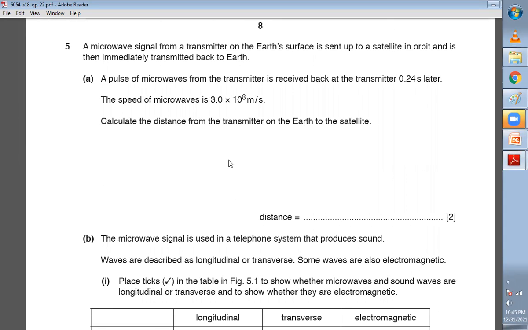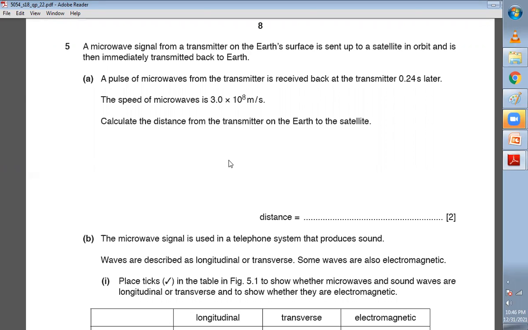Okay, so we are going to question number 5. A microwave signal from a transmitter on Earth's surface is sent up to a satellite in orbit and is then immediately transmitted back to Earth. So the signal went to the satellite and from the satellite came back to the Earth. A pulse of the microwaves from the transmitter is received back at the transmitter 0.24 seconds later. You sent the signal from the Earth, it went to the satellite, and from the satellite, it came back to the transmitter.